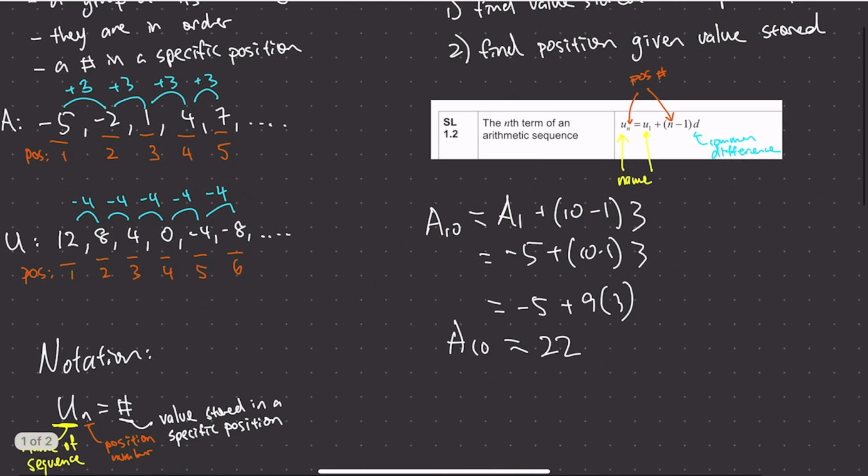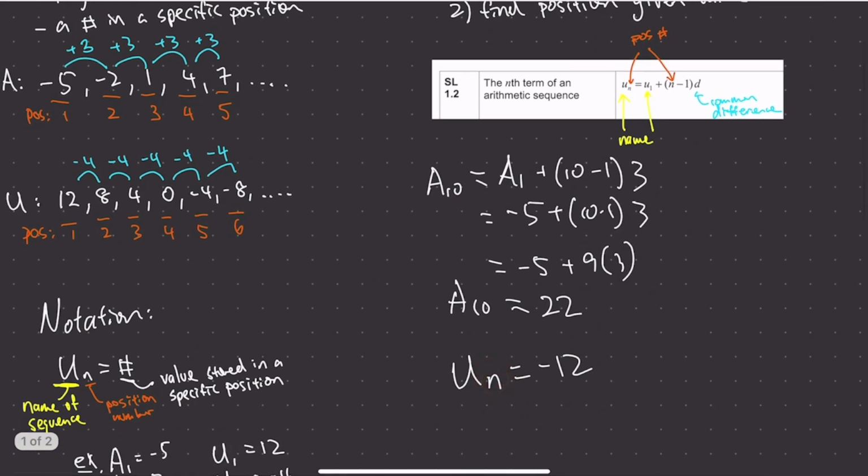Okay, so let's say I know that, let's use u, so let's say un is equal to negative 12. They're telling you un is equal to negative 12. So in a specific position, which we don't know yet, in position n, we have the value stored of negative 12. How do we find what position n is? Well, we use the exact same formula.